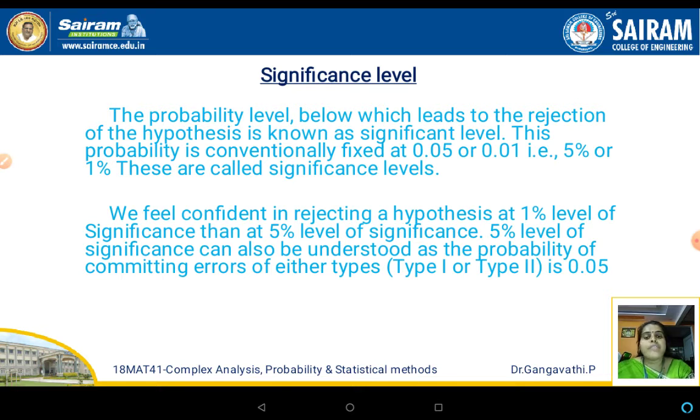We feel confident in rejecting a hypothesis at the 1% level of significance rather than at the 5% level of significance. So we will be confident enough in rejecting the hypothesis at 1% more accurately than at the 5% significance level. Why? Because the 5% level of significance can also be understood as the probability of committing errors, and that error can be either type 1 or type 2. That is at 0.05 significance level.